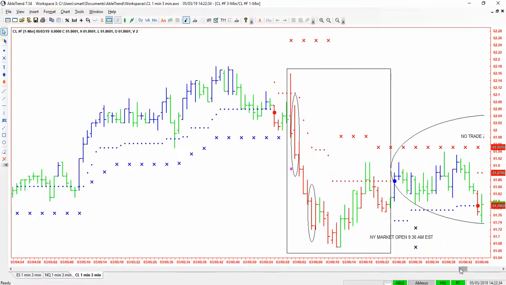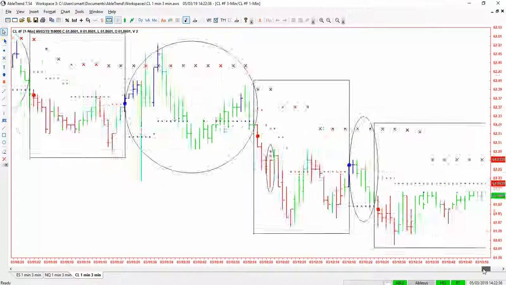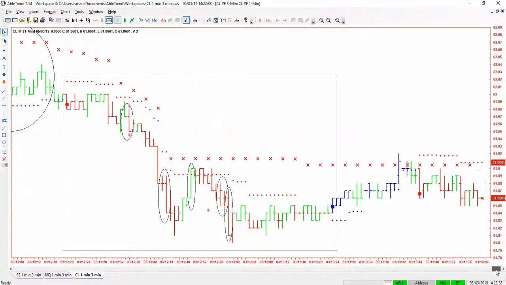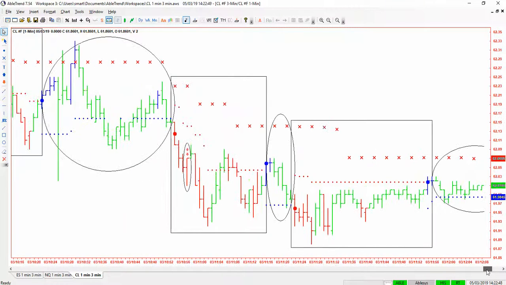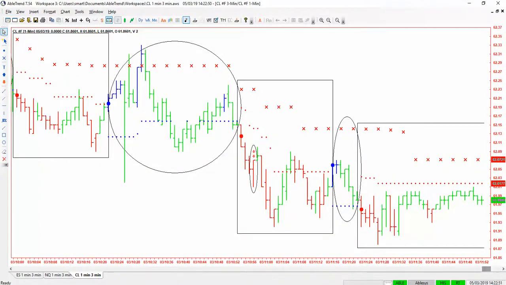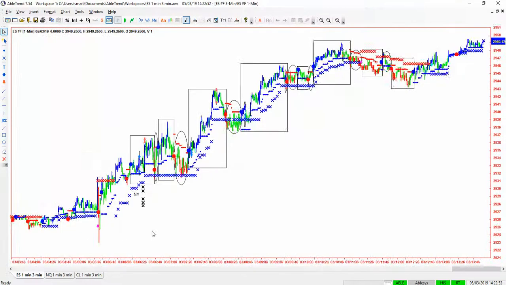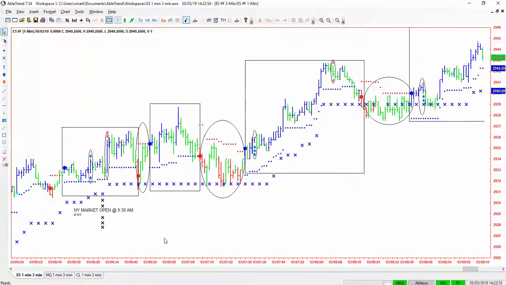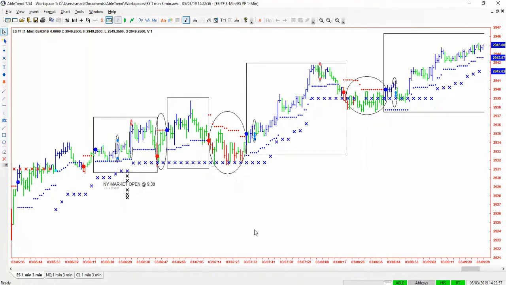So that's what that is. Well, that's pretty good stuff. This will definitely keep you out of the bad trades. But you can compare what I'm showing you with what you're using.